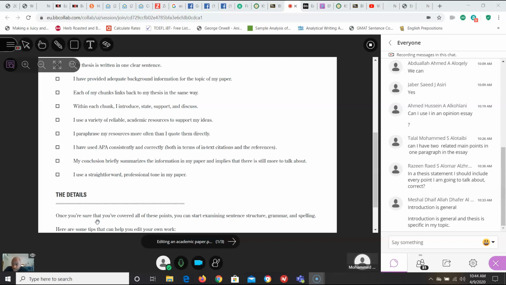All right, and then the last one says, I use a straightforward professional tone in my paper. Right. So you want to have a professional tone which is neutral. Okay. You don't want to have a strong tone. You don't want to come across too strong or too weak. You want to have a consistent, steady, professional tone. Okay, which could include using the plural forms when you're mentioning humans, like as I mentioned before, not saying mankind but humankind. That will lead to your tone.